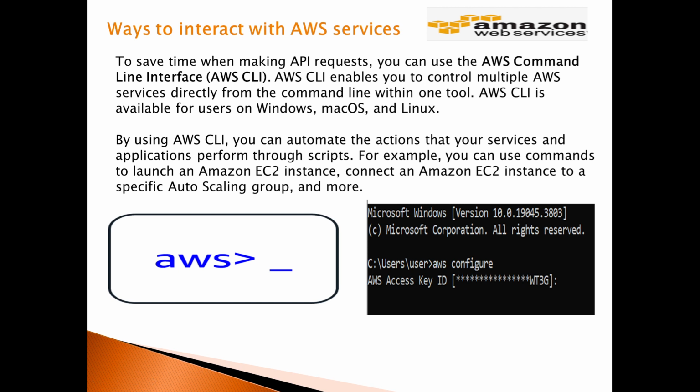Suppose you want to launch an EC2 instance. There is a command to launch an EC2 instance, so you just use it. If you want to show the S3 buckets, you can type aws s3 ls. Just type it and you can see them. So this is a faster method.